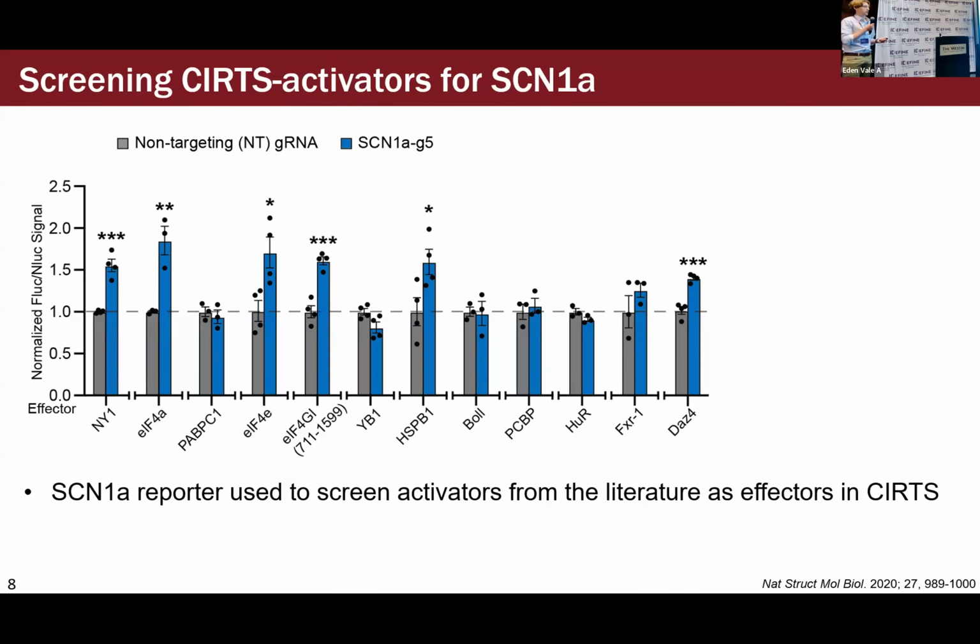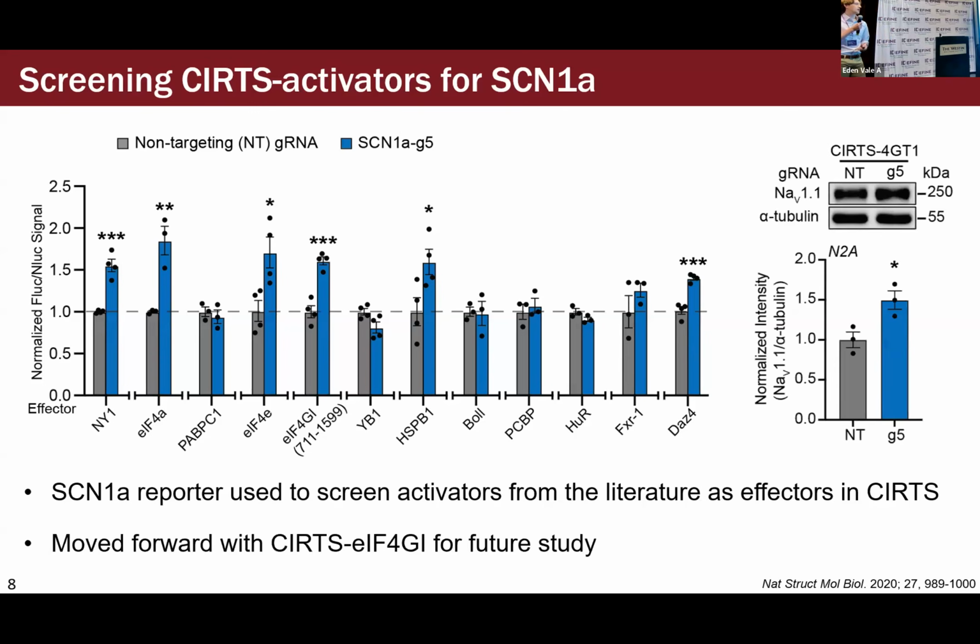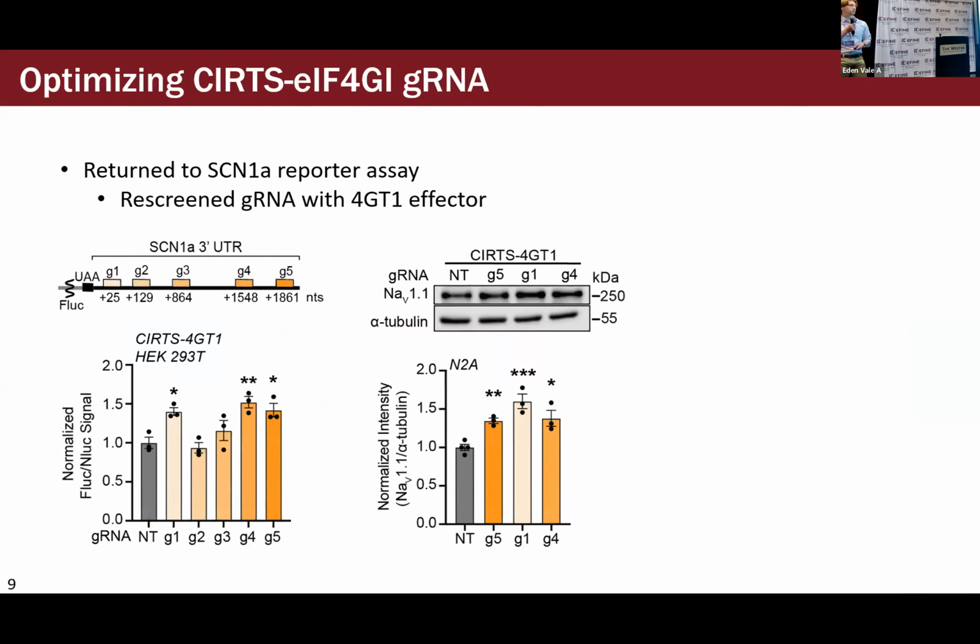First, we looked for new effector domains using the same SCN1A dual luciferase assay that I talked about on the previous slide. And we chose effector domains to fuse to SERTs from the literature that people had described as potentially increasing translation. And long story short, when we did the validation on the endogenous mRNA, we found that one effector in particular, EIF4G, which is a master scaffolding protein for initiating translation, was able to upregulate NaV1.1 expression, also minorly, but we were excited that this protein works because it's very well studied, so it's a lot more tractable to engineer compared to Y1, so we moved forward with it.